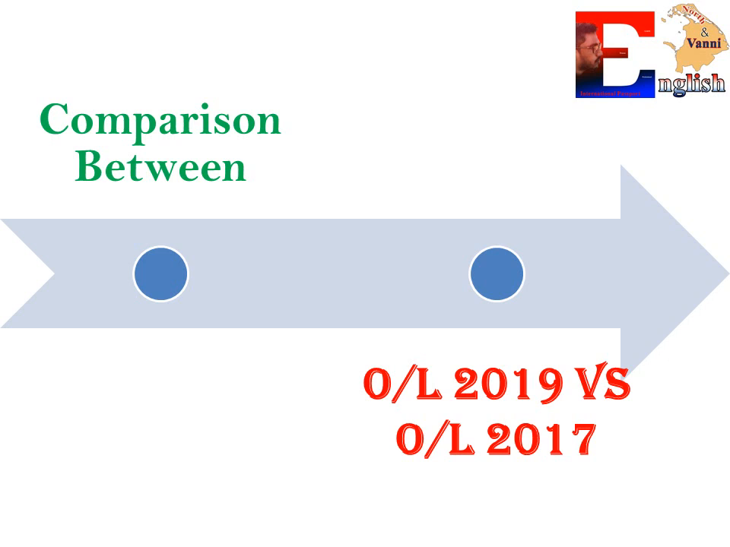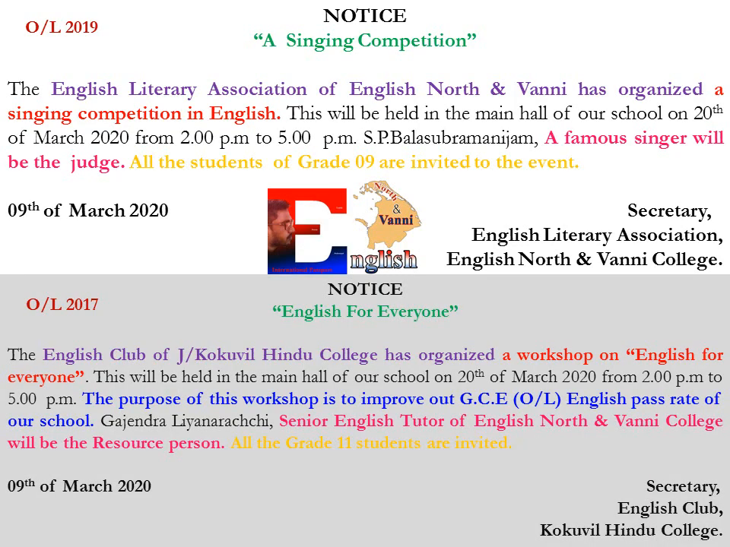Now let's compare the answers between 2017 and 2019. This will help the weaker students to write the notice, because if you have the capacity to make some changes to the answer pattern which I have provided, you will be able to write an answer for any kind of notice. So here there is a change in the heading: a singing competition, English for Everyone. In the previous question there is no name for the singing competition, so I am making singing competition the heading. Here there is a name for the workshop, so I am making the name of the workshop the heading.